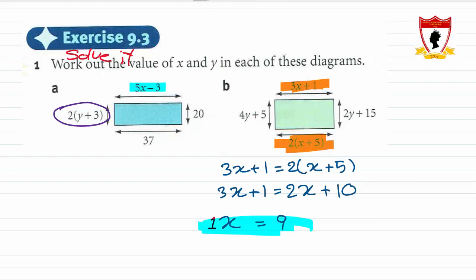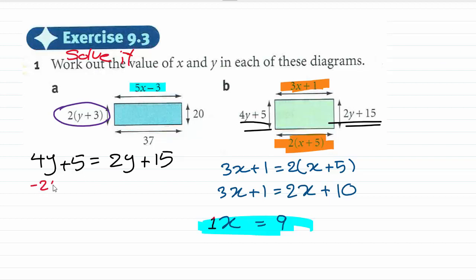Now to get the value of y, we use these two, this one and this one. 4y plus 5 is equal to 2y plus 15. Now let's use another method to solve this. We can get rid of this 2y first, so we can say minus 2y for both sides. Then this 2y here will be cancelled because it's repeated. 4y minus 2y is 2y. 2y plus 5 is equal to 15.